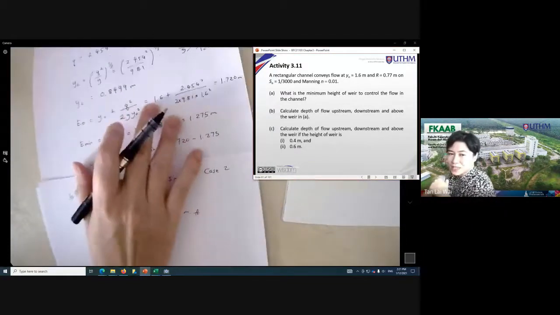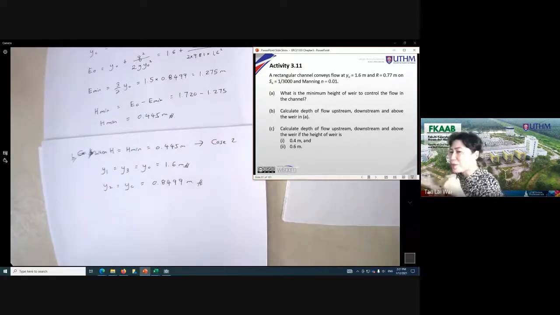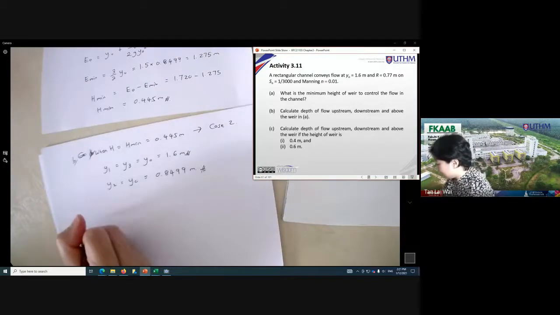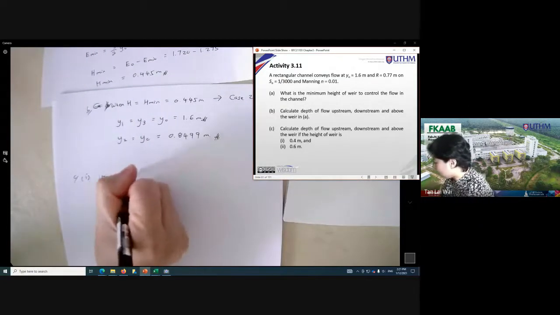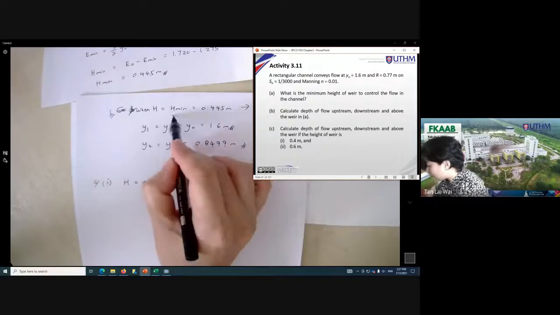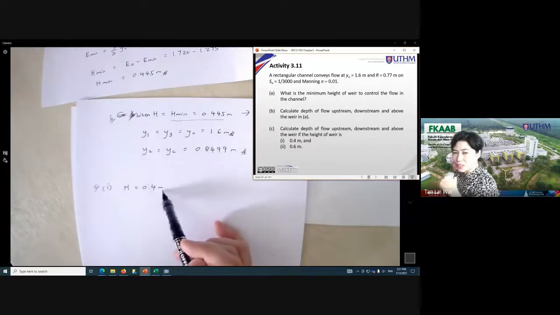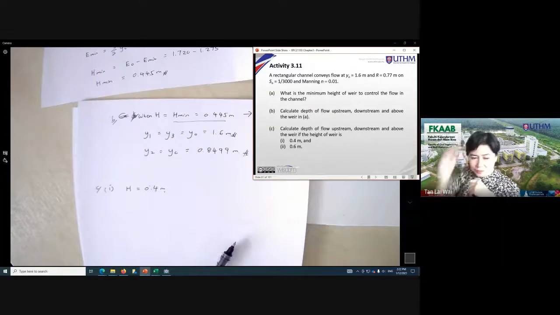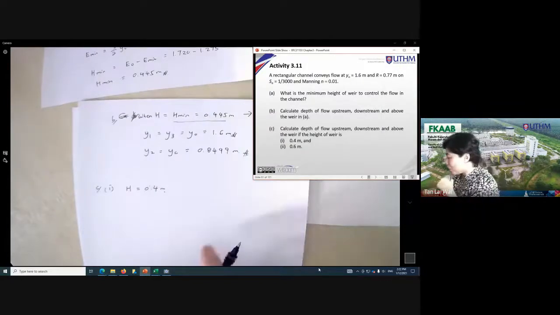All right. Now, let's go back to part C. Part C asks us to calculate the depth of flow. Basically, you need to find Y1, Y2, and Y3 when there are two cases. The first case, C1, would be when H is equal to 0.4 meter. Now, in this case, we have established our H min to be 0.445 meter. So when our H is 0.4 meter, which is less than H min, may I know, maybe I'll call Kampao. Kampao, which case is this?